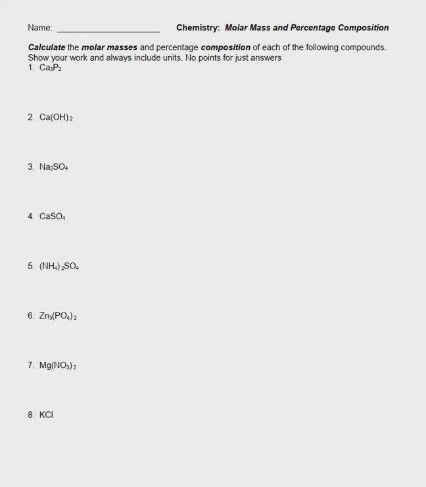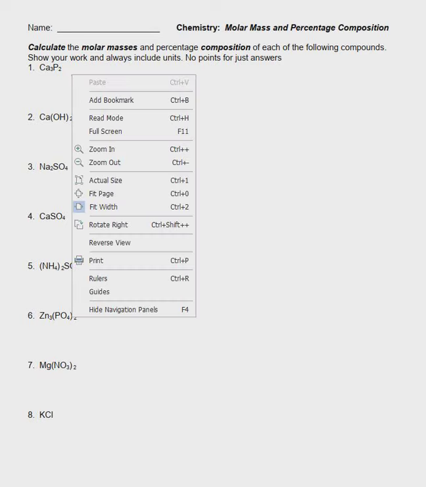So today we are going to be figuring out molar masses, which you've done before, but we're also going to be looking at percents, and we can take percents and convert them to grams. So we need to figure out the molar mass of this compound, Ca3P2. That's your very first step.